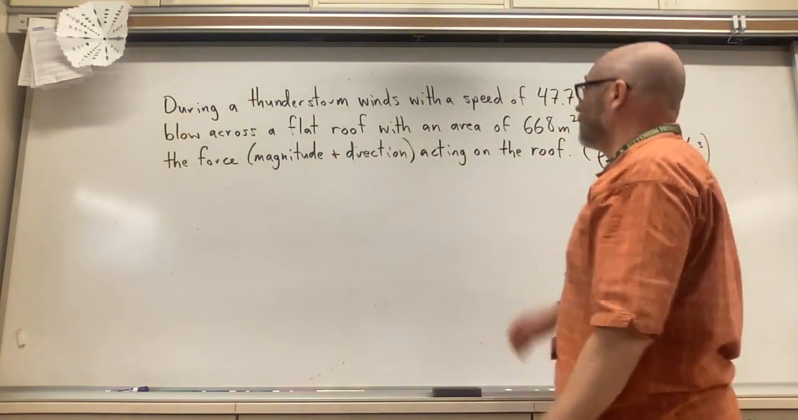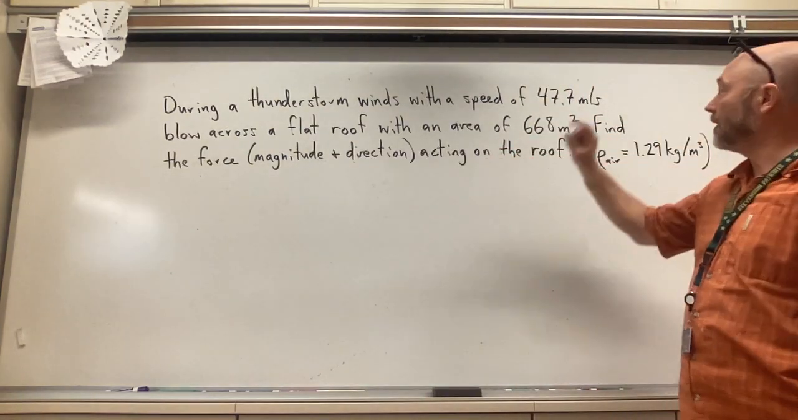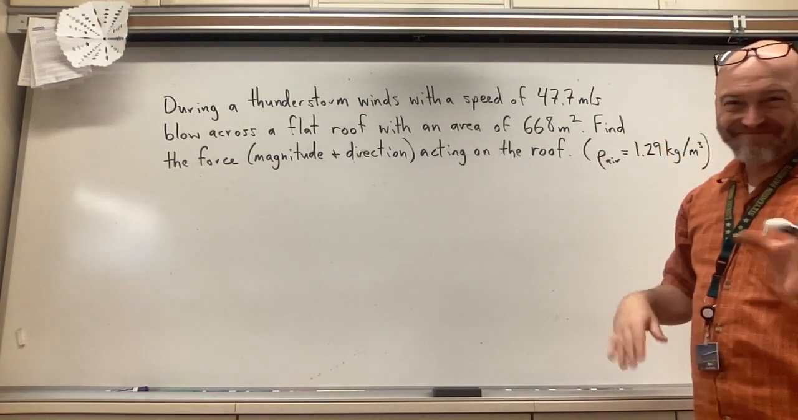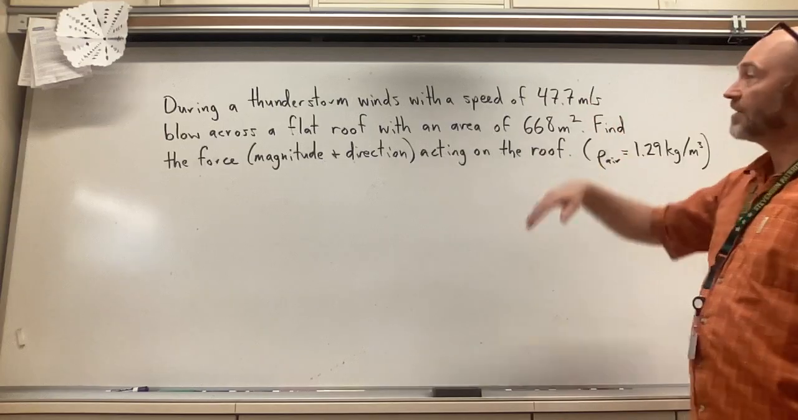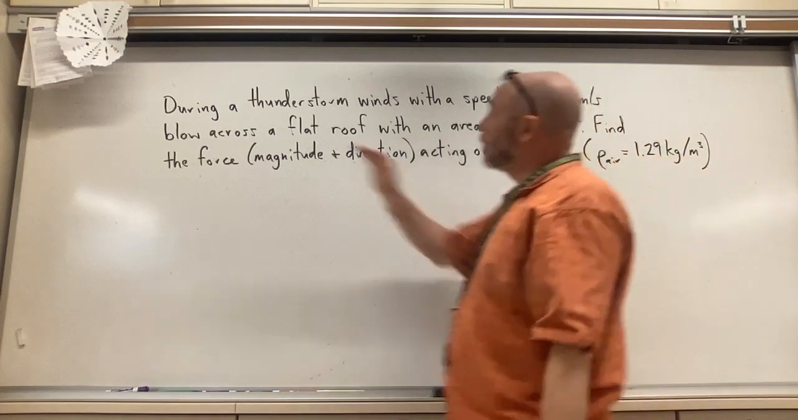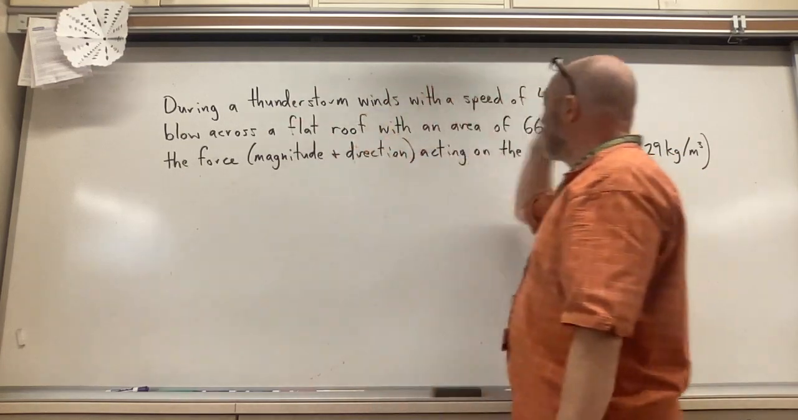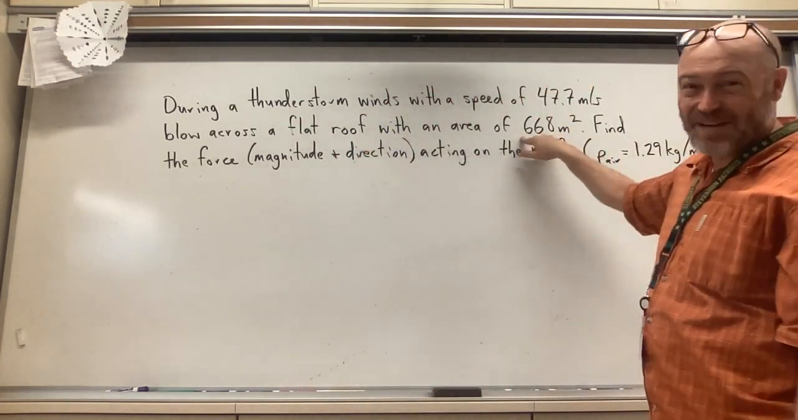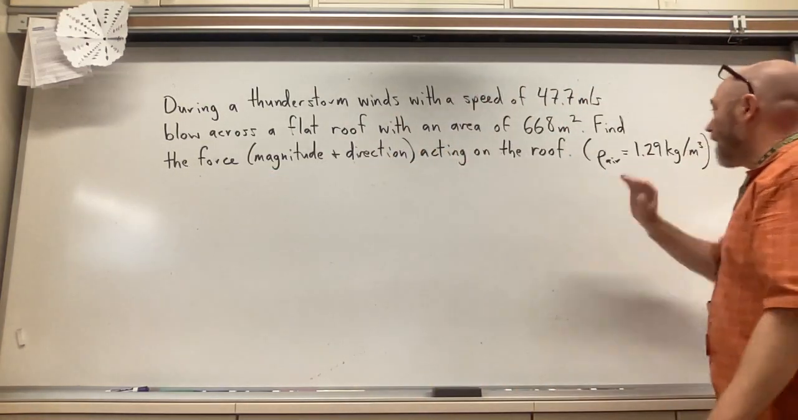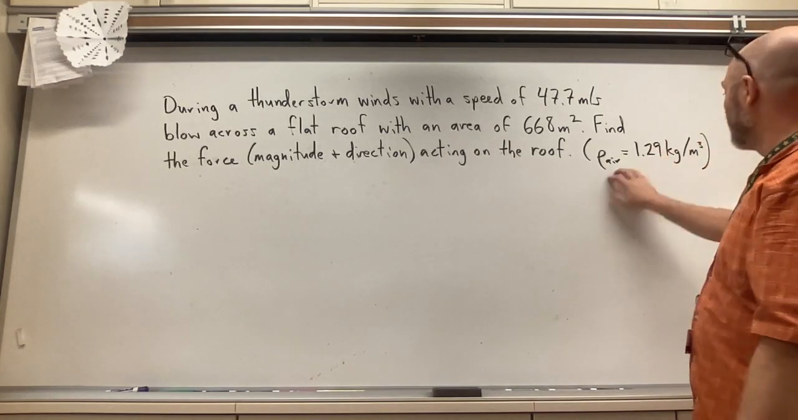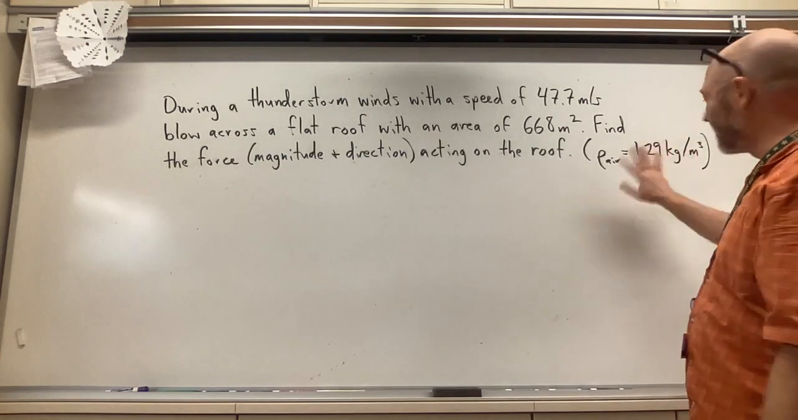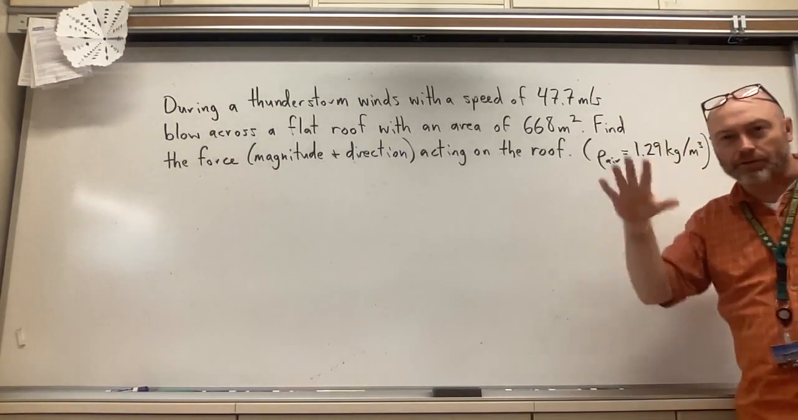We're going to do this problem. It says, during a thunderstorm, winds with a speed of 47.7 meters per second, roughly over 90 miles an hour, 95-ish miles an hour. It can happen during a thunderstorm. It could be a really bad storm. Blow across a flat roof with an area of 668 meters squared. Find the force, magnitude and direction, remember force is a vector, acting on the roof. And then it tells us the density of the air, 1.29 kilograms per meter cubed, which is pretty standard for the density of air right around sea level.